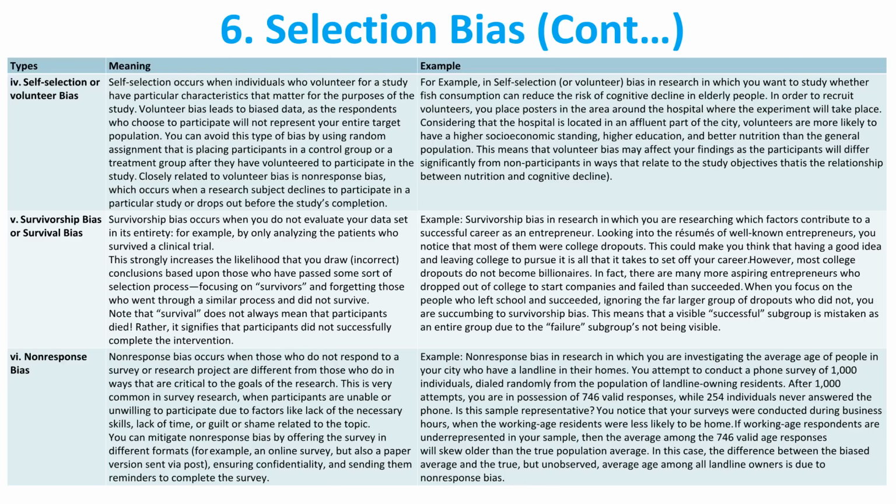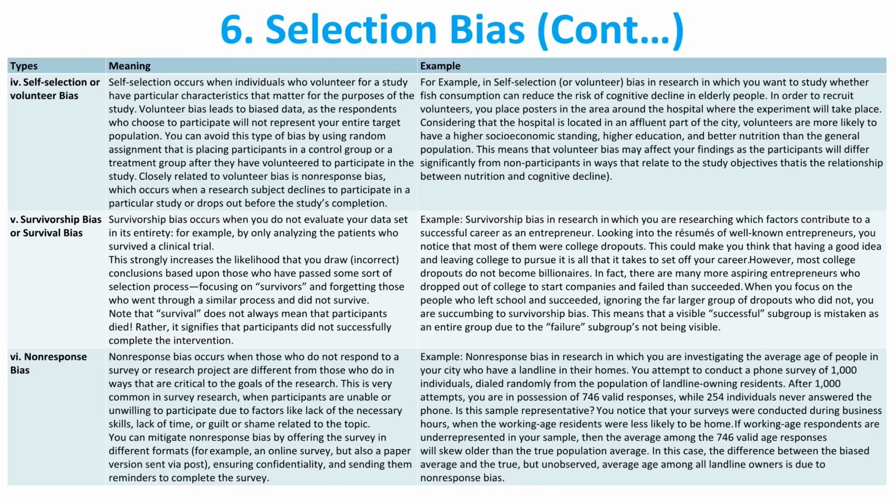Example: non-response bias in research, in which you are investigating the average age of people in your city who have a landline in their homes. You attempt to conduct a phone survey of 1,000 individuals, dialed randomly from the population of landline-owning residents. After 1,000 attempts, you are in possession of 746 valid responses, while 254 individuals never answered the phone. Is this sample representative?